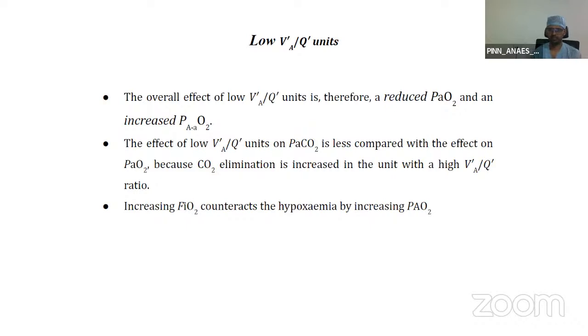So similarly, patients who have hypoxemia because of low VQ units respond to supplemental oxygen. So increasing FiO2 counteracts the hypoxemia by increasing alveolar PO2.